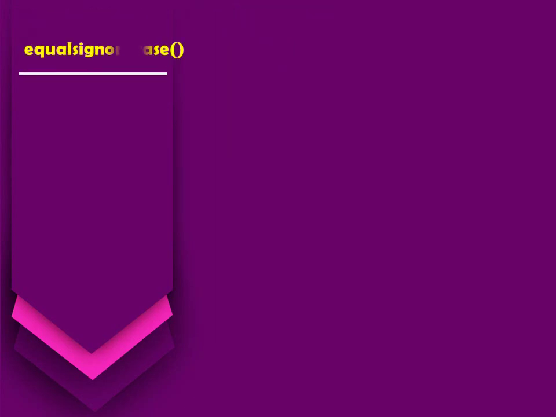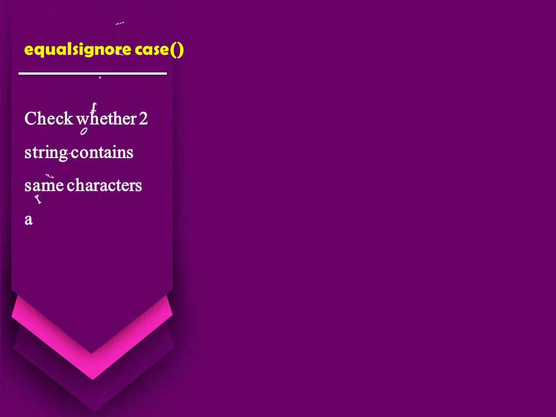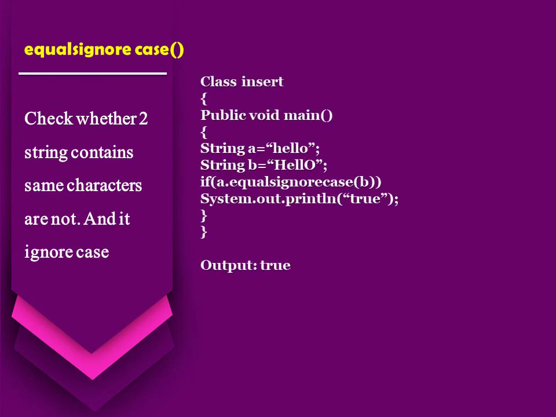Next we will move on to equalsIgnoreCase. This is the same as the equals method, but it will ignore cases. So we will see a program as we have seen in the last equals method. The same program is given here, but here it will not consider the cases. So here we are checking whether A equalsIgnoreCase B or not. So it is ignoring the cases and it is printing the output true. So this is about equalsIgnoreCase.